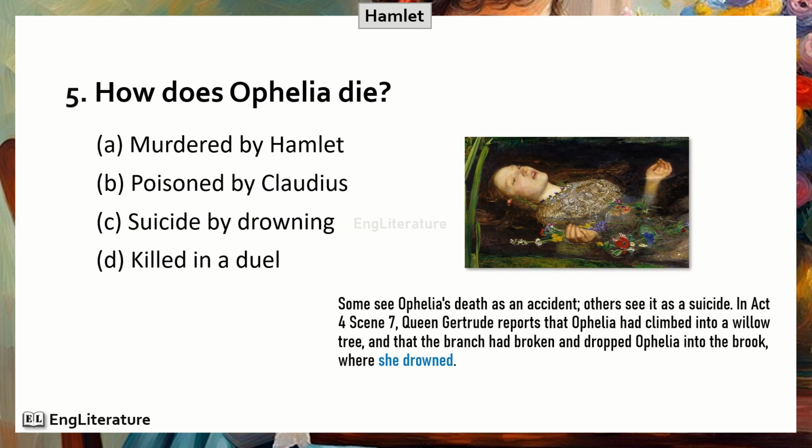How does Ophelia die? Some see Ophelia's death as an accident, others see it as a suicide. In Act 4, Scene 7, Queen Gertrude reports that Ophelia had climbed into a willow tree and that the branch had broken and dropped Ophelia into the brook, where she drowned. So, out of the following, the correct option is number C. Ophelia committed suicide by drowning.